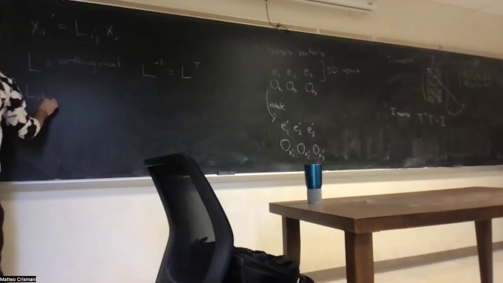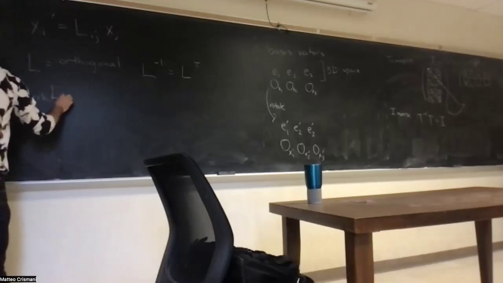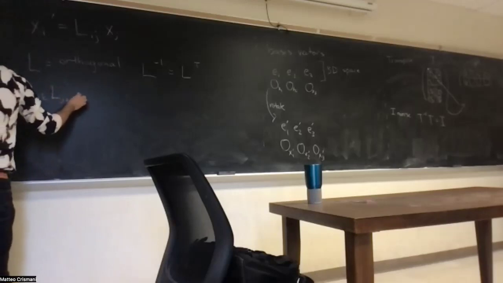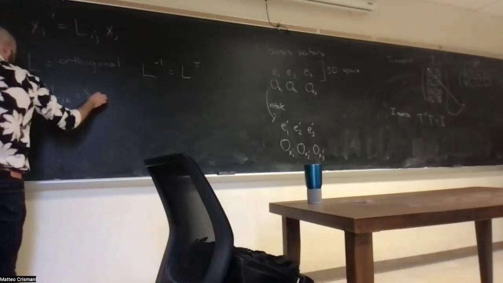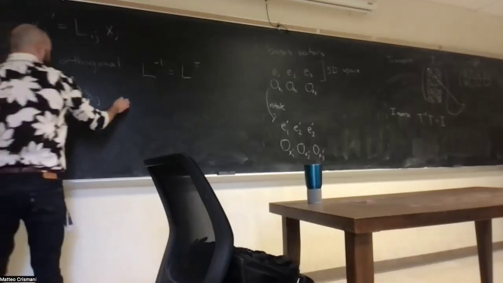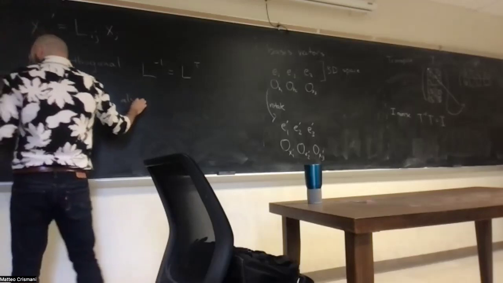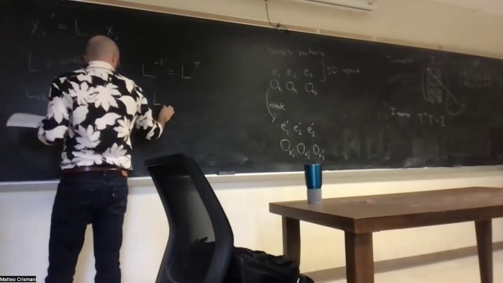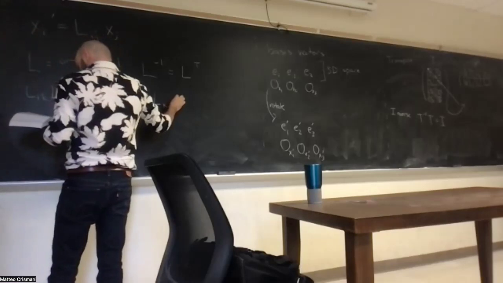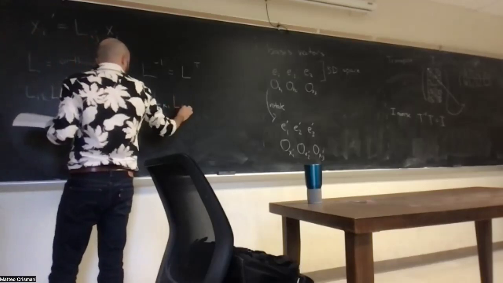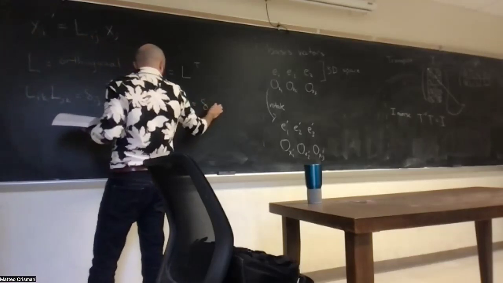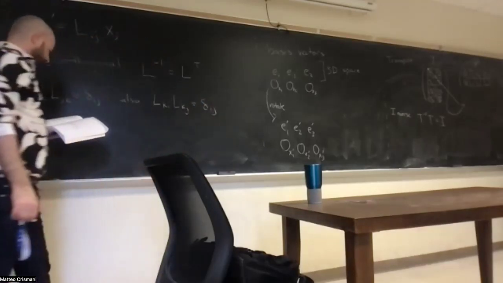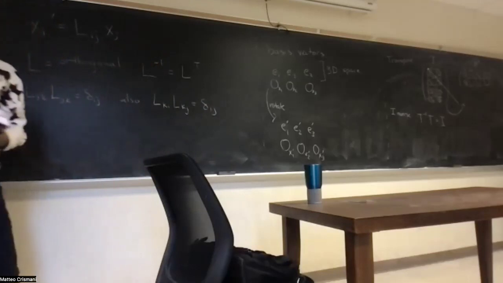L I K. L, oops, bigger if there's one. L J K equals delta I J. Also, L O I, L J equals delta J. Okay.